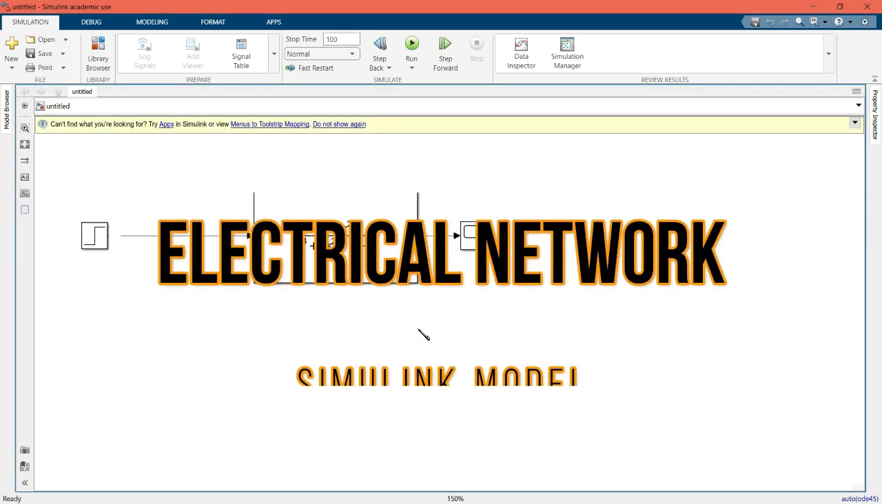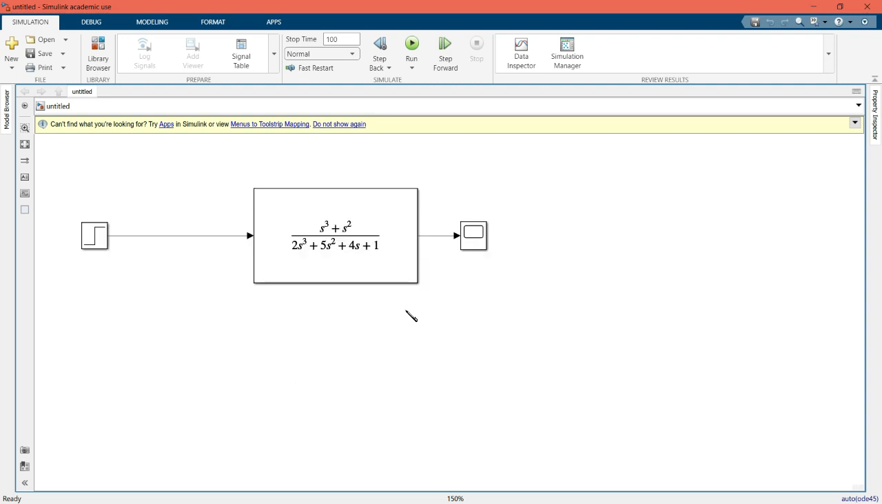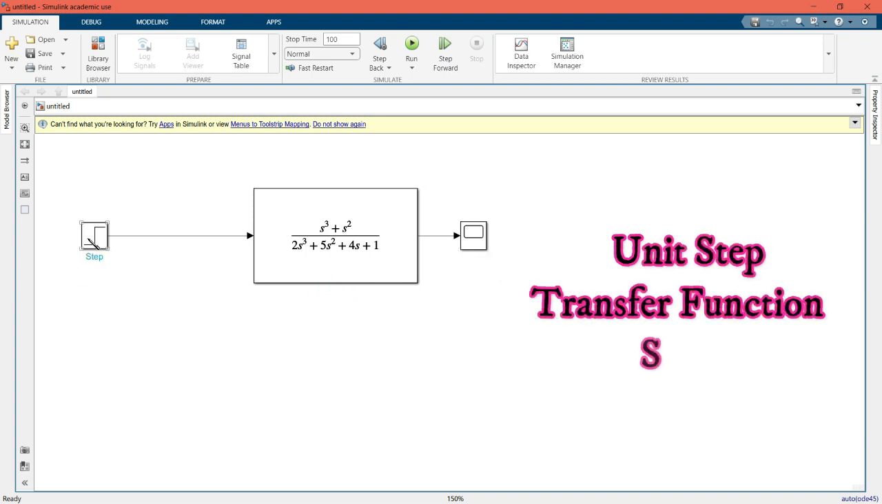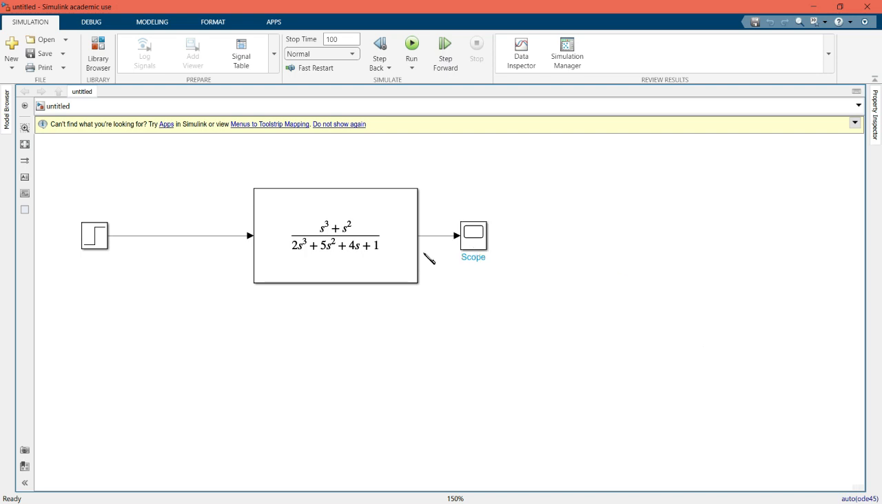Now let me explain about the Simulink model for the electrical system. This Simulink model consists of 3 blocks. First one is the unit step block, second one is the transfer function block, and lastly the scope block. This unit step block is to generate the unit step response. The transfer function block is to determine the transfer function, and lastly the scope block is to see the graph of the unit step response.